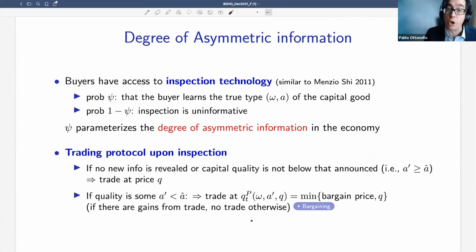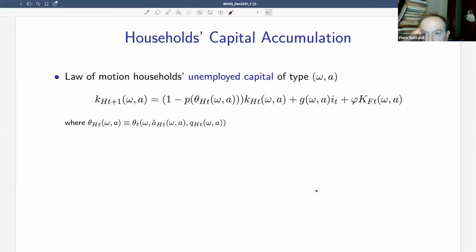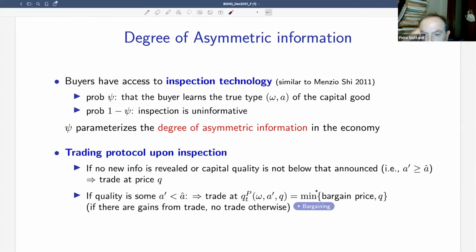But if no information is revealed, they have to buy it at the price. And if information is revealed, they buy it at this other price, which is the bargain. Okay. And if they don't, they just go to the next period. Well, yes. Think that they are basically buying a mass of capital, so they might still buy other units of capital, but on that particular trade, they go to the next one.